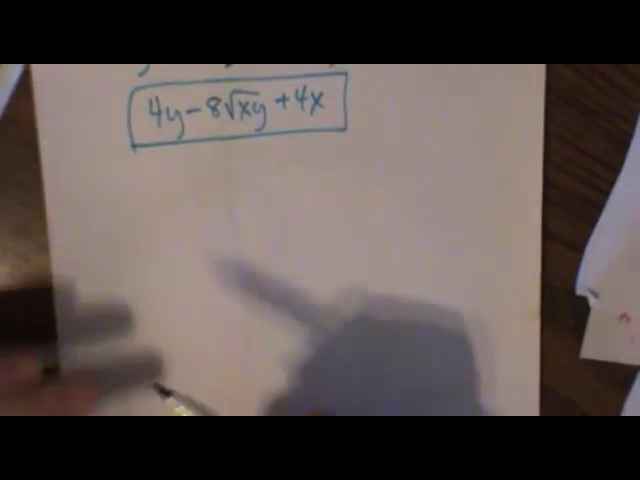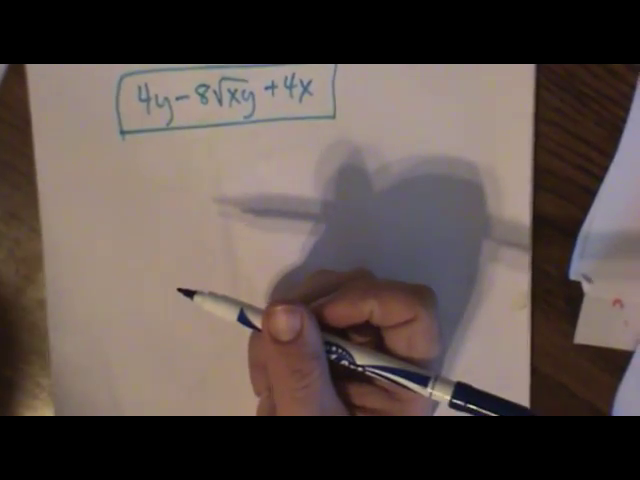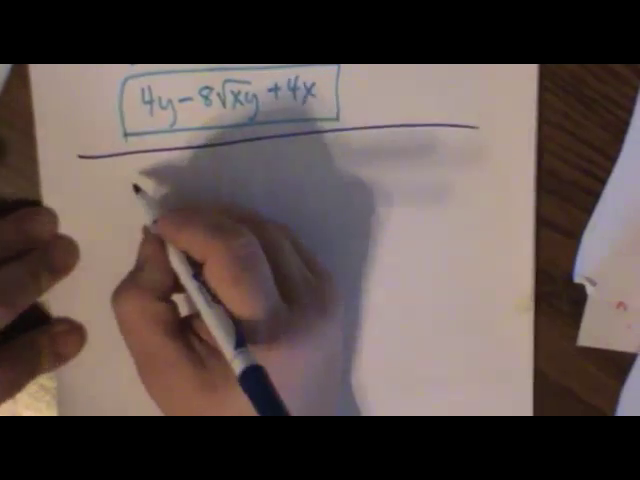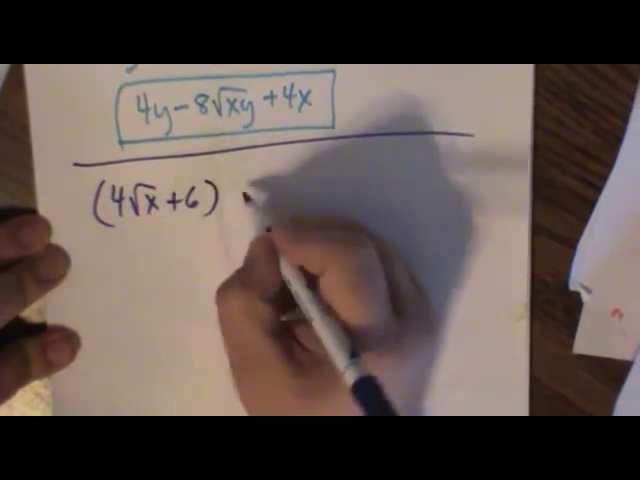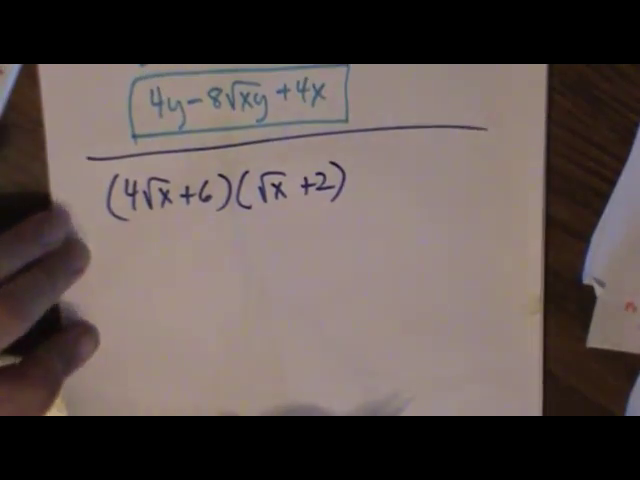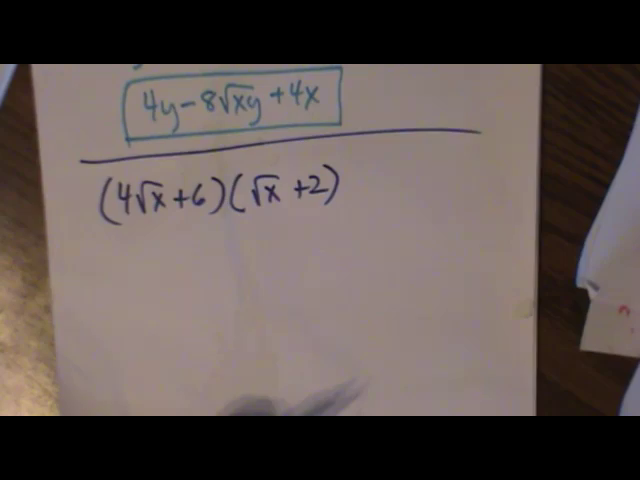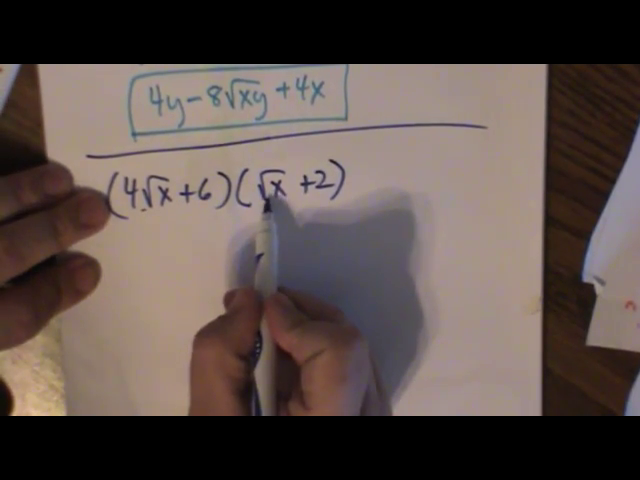Let's see. We have 4 square root of x plus 6, and all of that times the square root of x plus 2. Again, we're following the same steps as before. We're going to FOIL by taking the first times the first.